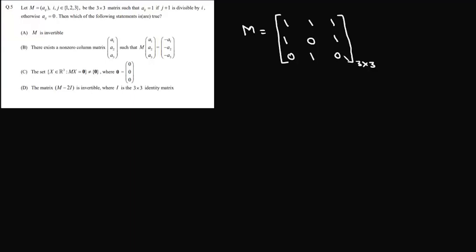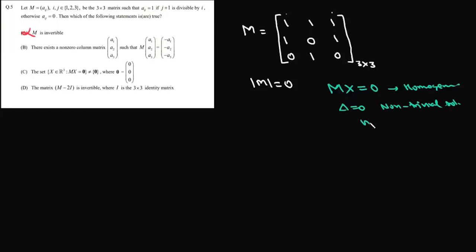So that's your M. Now first option is M is invertible. Now we find determinant of M will be 0. So basically M is not invertible. So this option A is incorrect. Now if the determinant of M is 0 and we have this equation Mx equals 0, it is a homogeneous equation. When it is a homogeneous equation, in that case, if determinant is 0, we'll have non-trivial solution. That means it'll have infinitely many solutions. So we'll get many x which are non-zero. So that means this option C is correct.